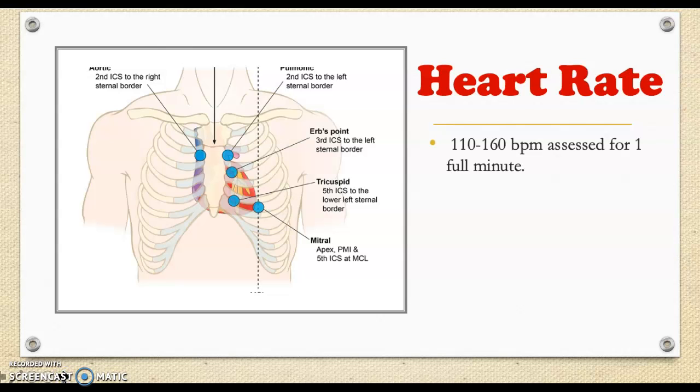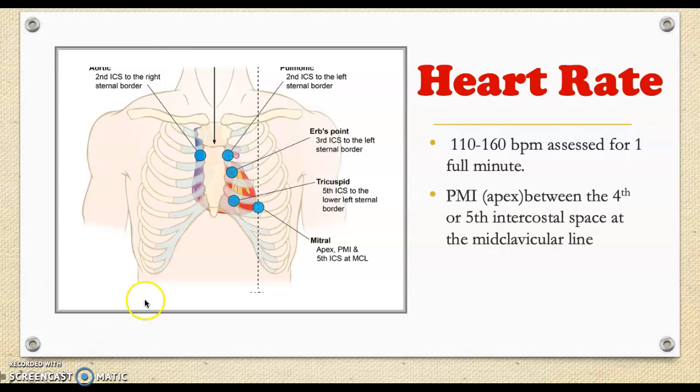So the next vital sign we're going to look at is heart rate. It's 110 to 160, and when a baby is born, that first assessment, we need to assess it for 1 full minute. Evidence-based practice after that should be 30 seconds, and we can multiply by 2. That is the most correct way to assess a baby's heart rate.